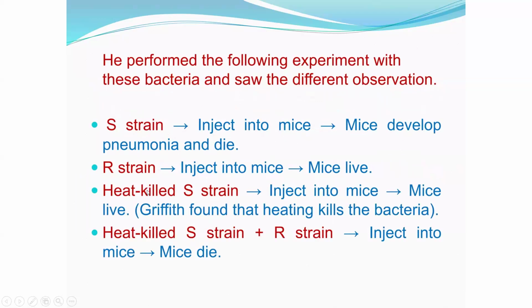Next, he conducted another experiment with heat-killed S strain. He killed the S strain by heat, then injected it into mice, and they live. So Griffith found that heating kills the bacteria. Next, heat-killed S strain plus R strain injected into mice: they die.